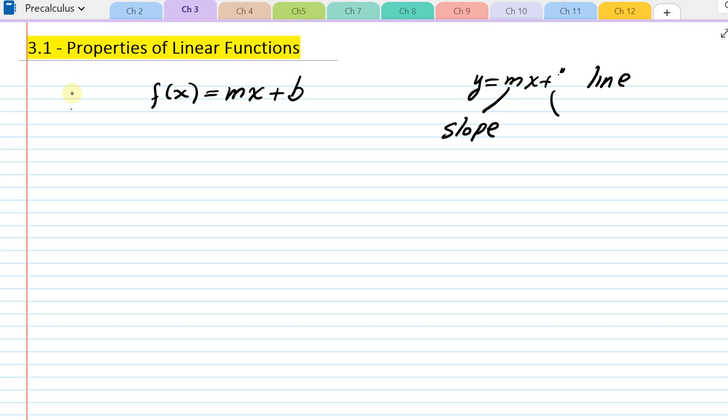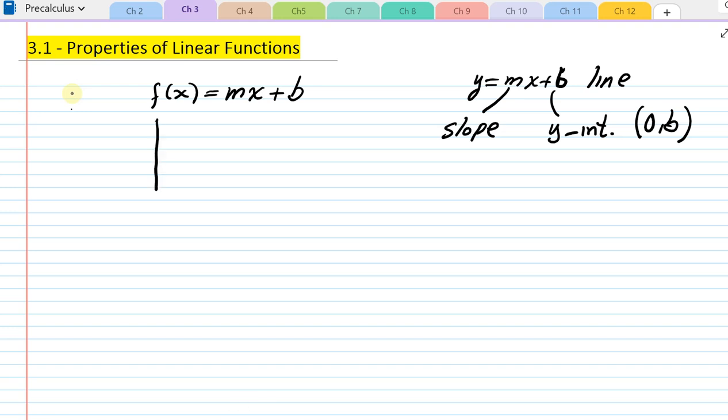Okay, so let me just write that. So this would be the y-intercept, they call it, but really the intercept is at 0, b because it is a point. So together we're looking at the point slope form of a line. And here's a linear function. It looks very much like the linear equations.